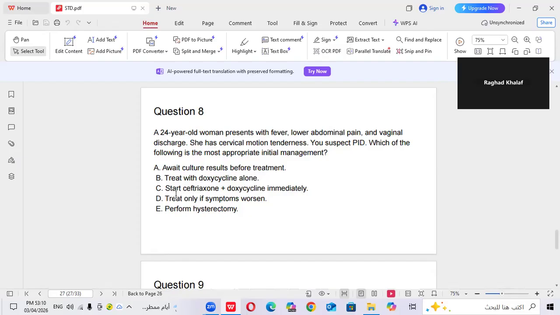Well, actually, the right choice is to start ceftriaxone and doxycycline immediately, because pelvic inflammatory disease is a clinical diagnosis. You don't have to wait for the culture results before you treat. You can treat and then see what the results come back with.